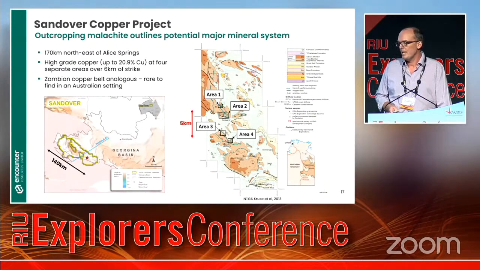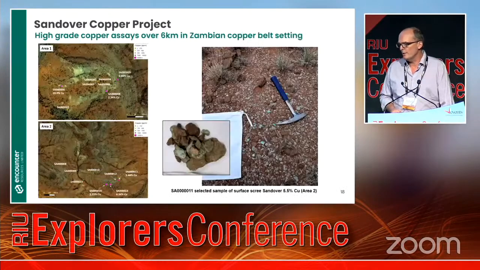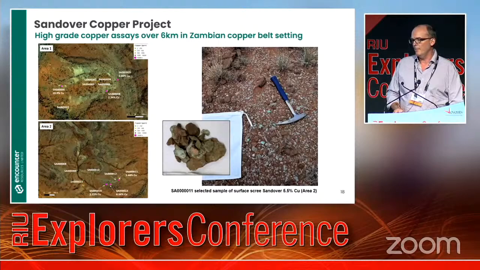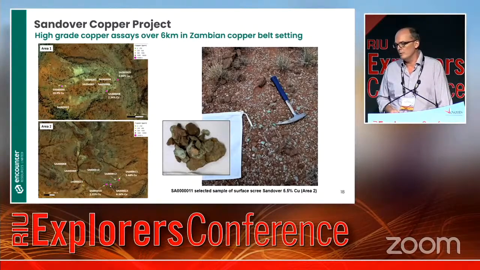It's a Neoproterozoic sub-basin at the southern margin of the Georgina. It looks as closer analogy to the Zambian copper belt as we've seen. We're working with a number of experts in that field. And these are the sort of things we were finding. If you look at those 2 areas, Area 1 and Area 2, there's some aerial photos of the sort of horizon that we were sampling out there, and an image of the sort of float that we're seeing at surface. So this is classic Zambian copper belt setting.